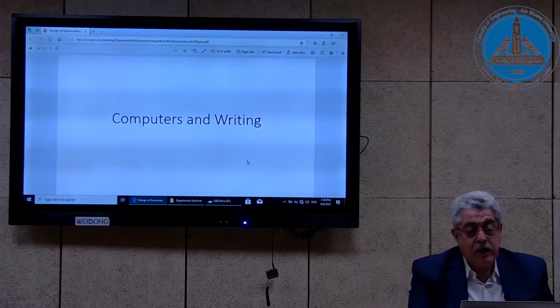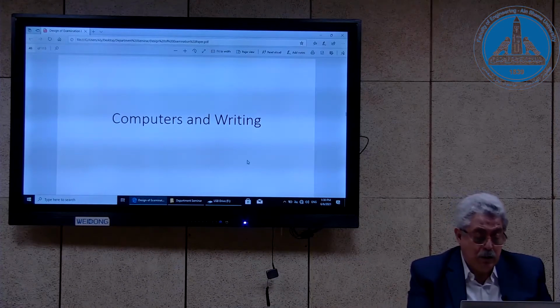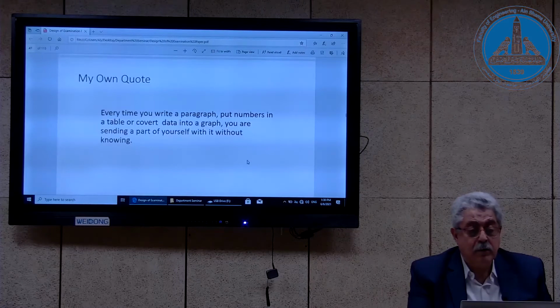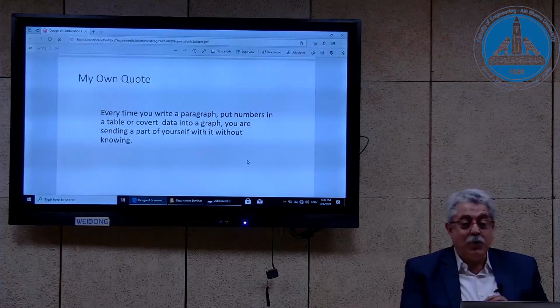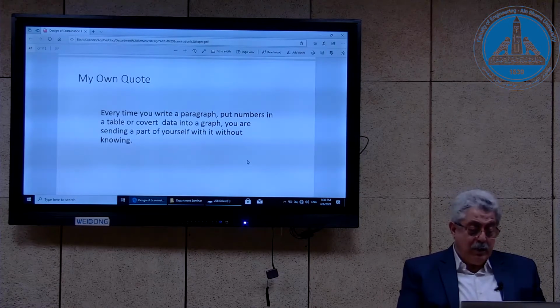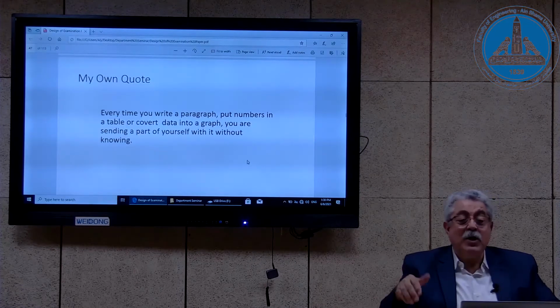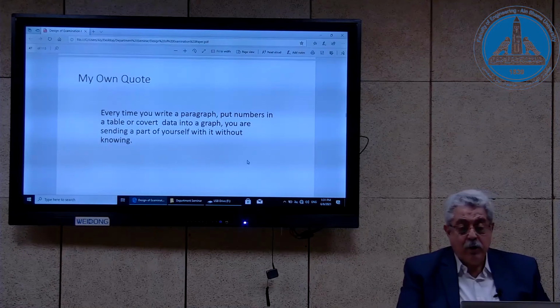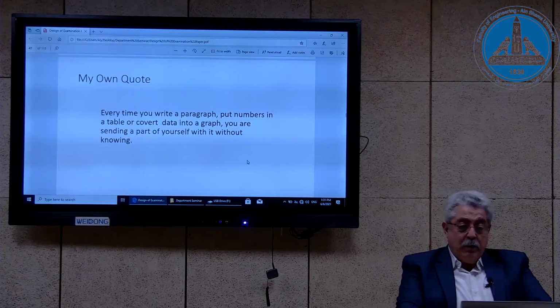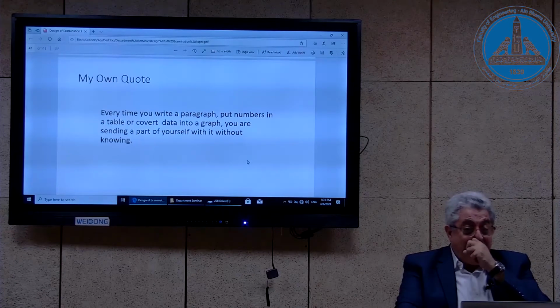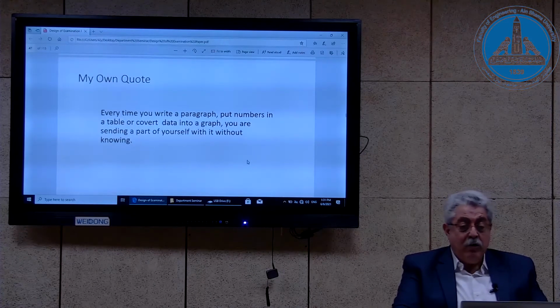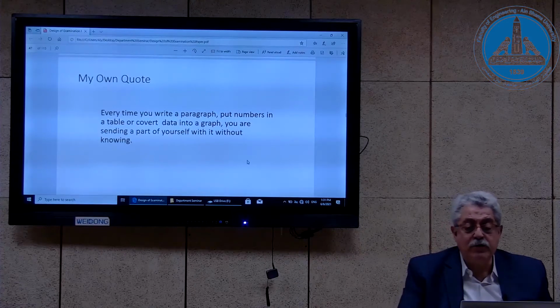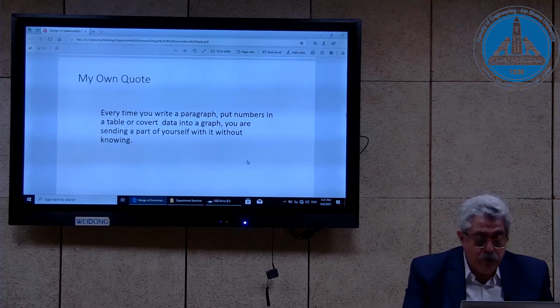Here is the discussion of how Microsoft Word can help us. I have created this quote, my own quote, that stresses the importance of writing or designing anything, including the examination paper. Every time you write a paragraph, or put numbers in a table to convert data into a graph, you are sending a part of yourself with it without knowing. Therefore, you have to be very careful.